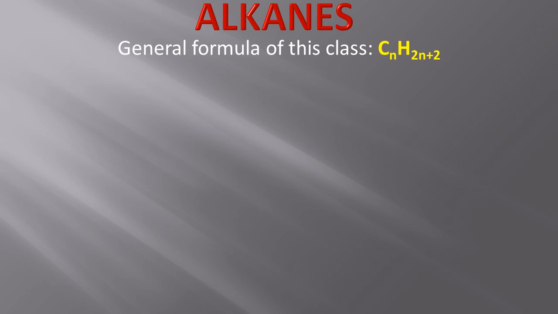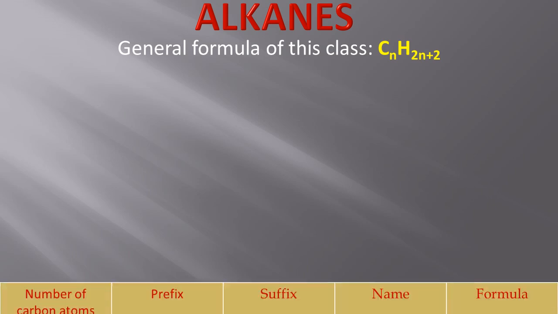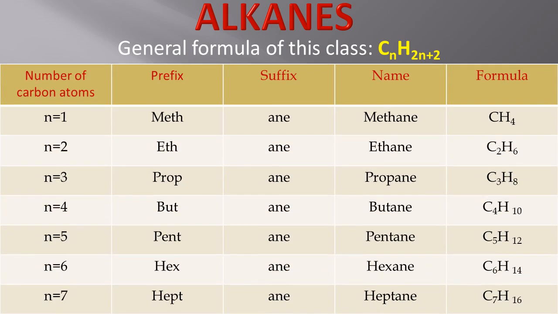Similarly, if I write n is equal to 2, what does the formula become then? C2H6. Similarly for 3, C3H8. So like that you can write, if you substitute the value of n as 1, 2, 3, 4, you can get the formula of that particular compound. So like this, what I have explained, it is there in table format now, you can see here.